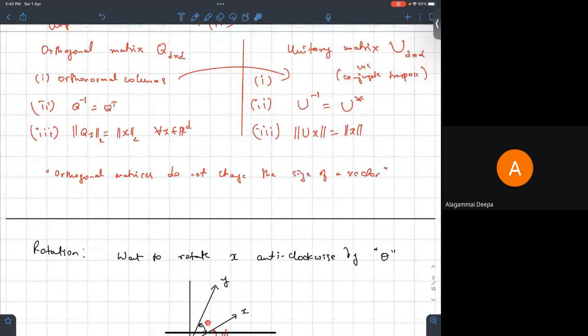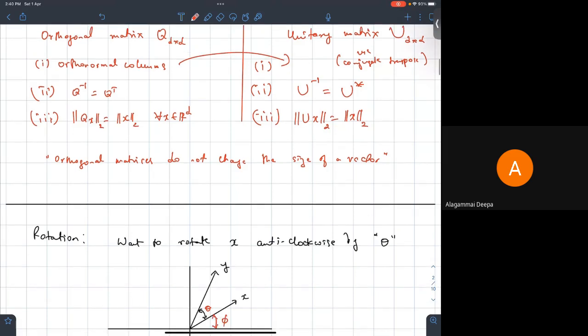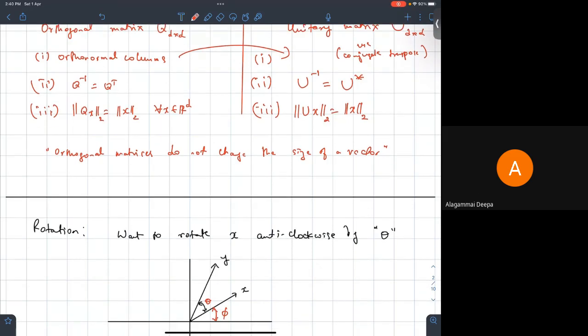Unitary is just a generalization of orthogonal matrices to the complex case. Instead of the normal transpose, you use the conjugate transpose, and you use that conjugate transpose to define your norm. Then all of it carries through. The idea is they don't change the size, so they can rotate.